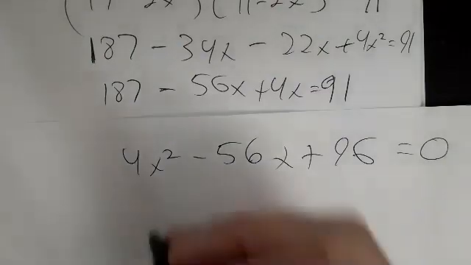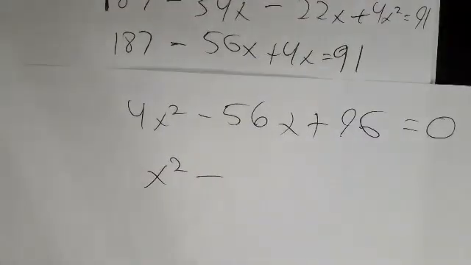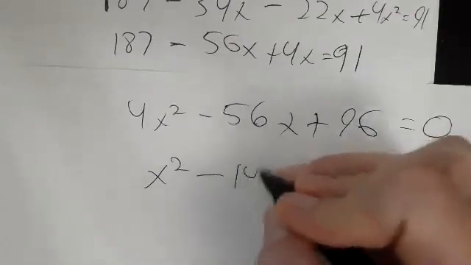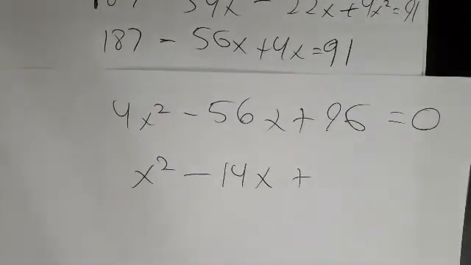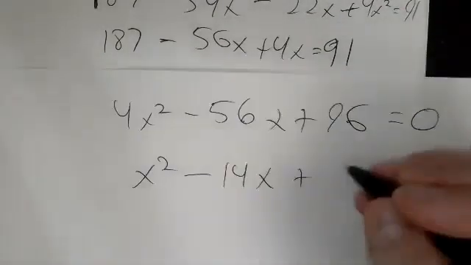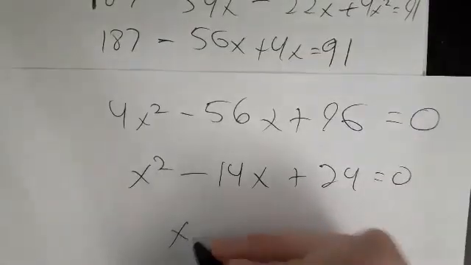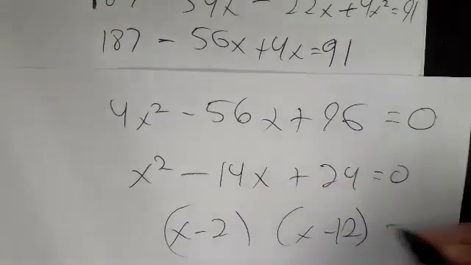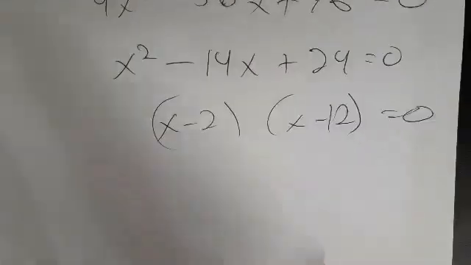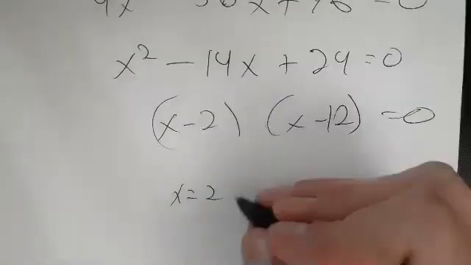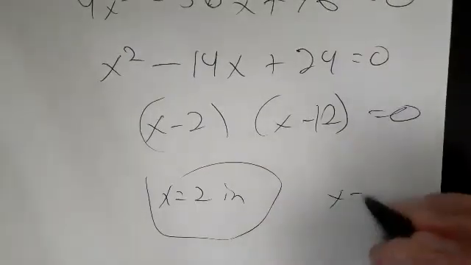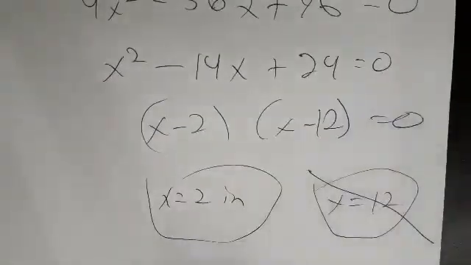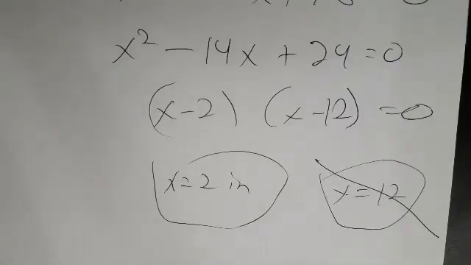All these should be divisible by 4. I should be getting something x squared minus 14x plus 96 divided by 4 is 24. I believe this one we're going to get x minus 2 and x minus 12. The x equals 2 gives you a good solution like we had previously. The x equals 12, the same, is extraneous, right? It's not going to work when we go plug it back in.